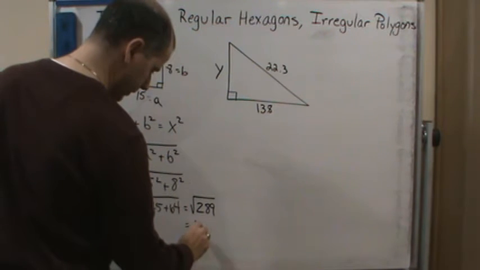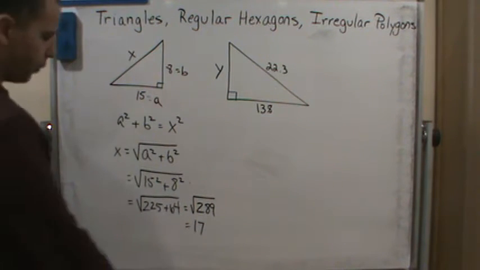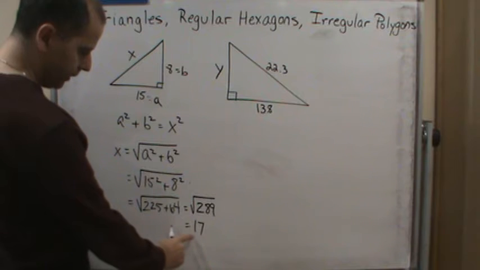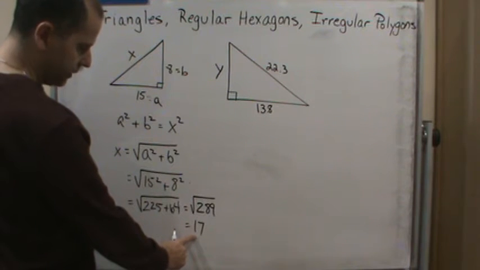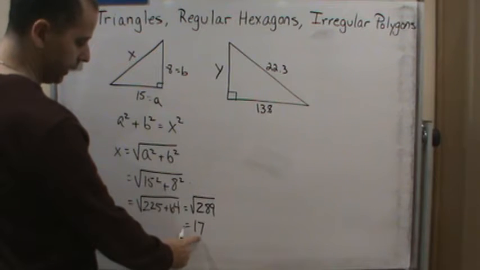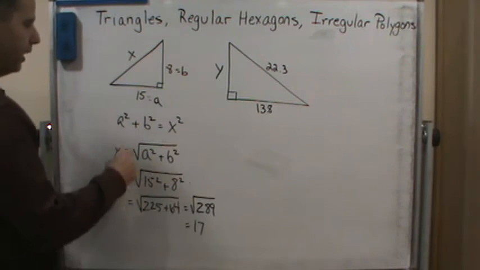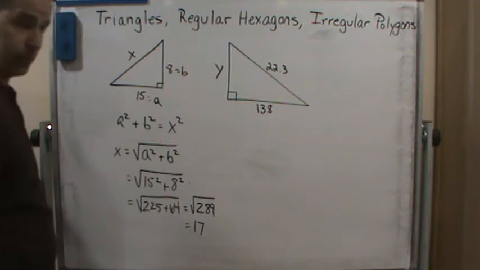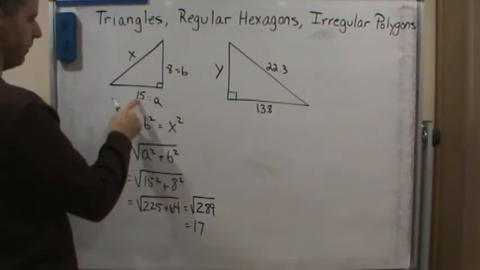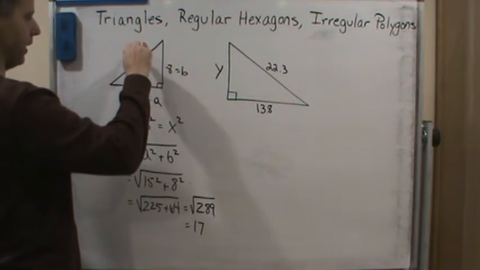Not bad. 17. And if you want to check it, just square it, right? So what's 17 squared? Well, that's 100 plus 140, which is 240, plus 49 gives you 289. So x is 17. So this is an 8, 15, 17 triangle.